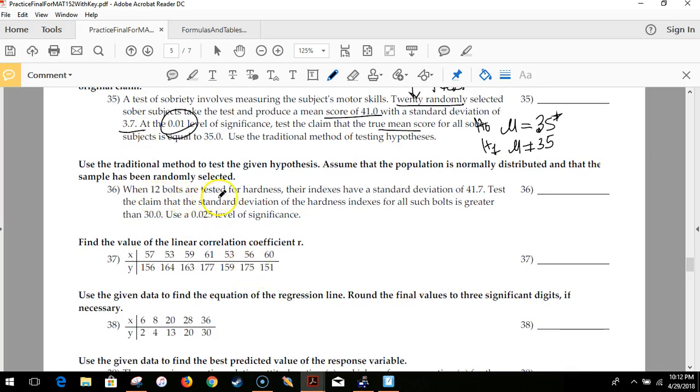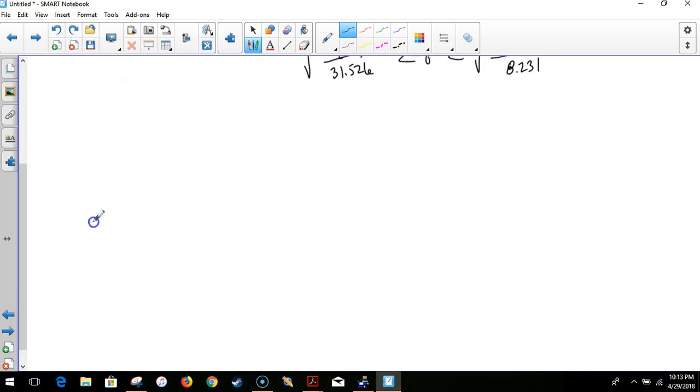36. 12 bolts are tested for hardness, and their standard deviation is a 41.7. That's S. Test the claim. Okay, got your pen ready? This is standard deviation. That's sigma of the hardness indexes for all the bolts is greater than 30. And that's my claim. And it's also my alternate because it's got the greater than symbol. The null always has the equal to. But I can't do this in my calculator. I have to do this by hand. So I want a greater than. So I have a right tail test, and my sigma was a 0.25.